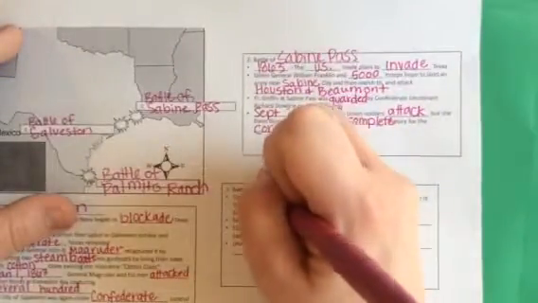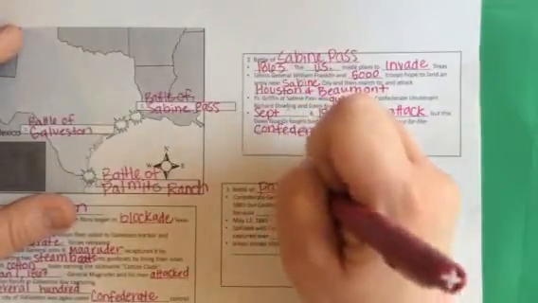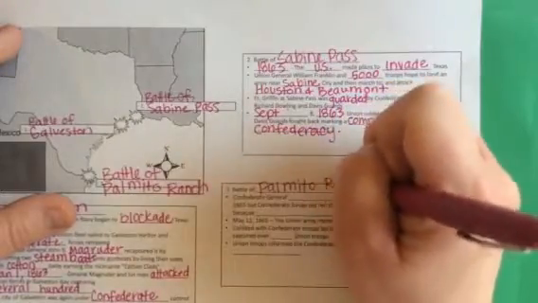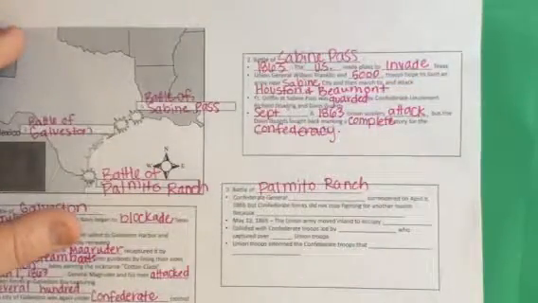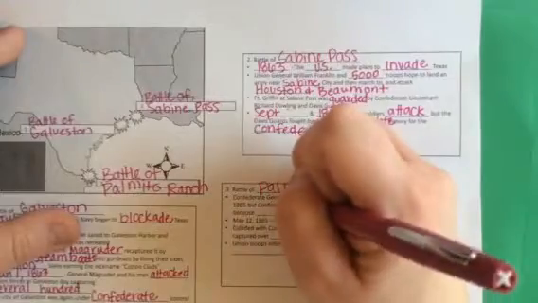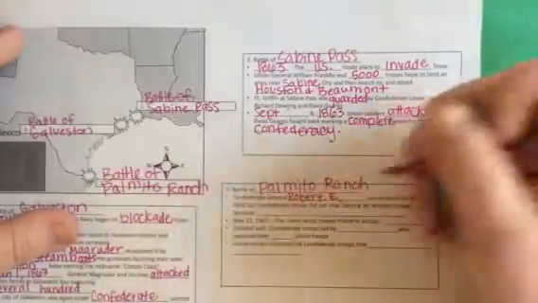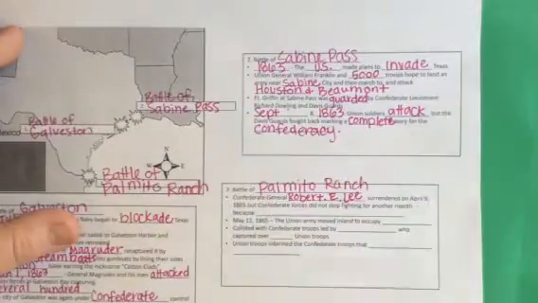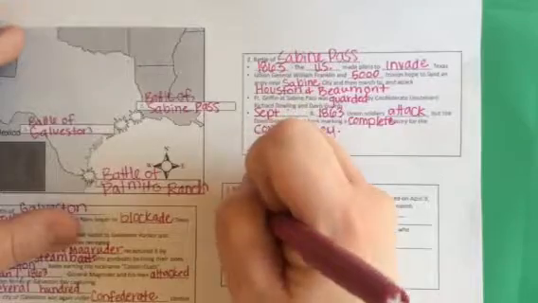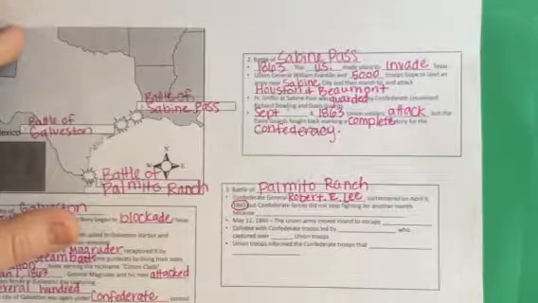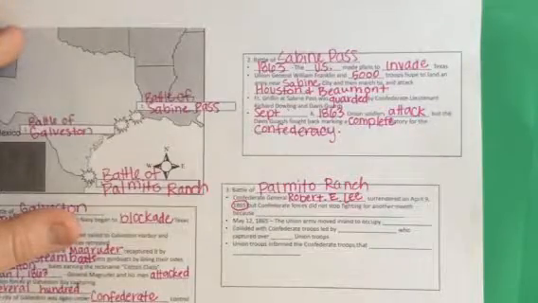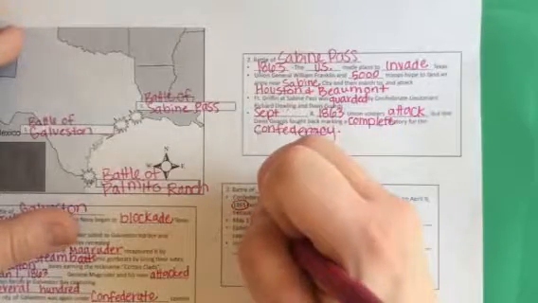Okay, Battle of Palmito Ranch. The Confederate General Robert E. Lee, whoops, I put the period in the wrong spot. Okay, Robert E. Lee surrenders on April 9th in 1865, marking the end of the Civil War, but the Confederate forces do not stop fighting for another month because communication is slow.